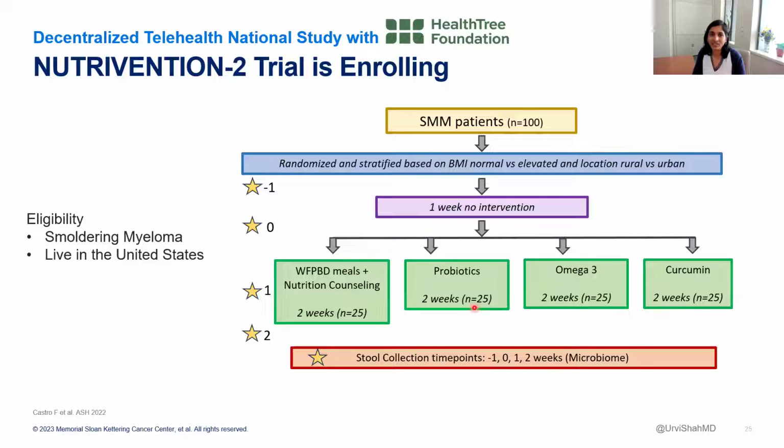And that's why we started the Nutrivention 2 trial with the HealthTree Foundation. This trial is a decentralized trial, meaning you can be anywhere in the country, only within the United States at this time. We have not been able to make it international yet, but this is for patients with smoldering myeloma.